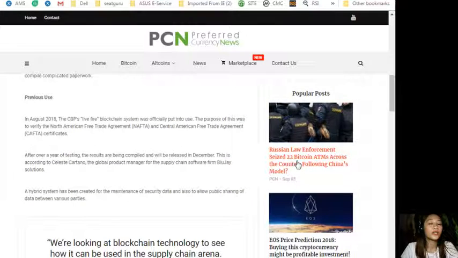Previous use. In August 2018, the CBP's Livefire blockchain system was officially put into use. The purpose of this was to verify the North American Free Trade Agreement, or NAFTA, and Central American Free Trade Agreement, or CAFTA, certificates. After over a year of testing, the results are being compiled and will be released in December. This is according to Celeste Cartano, the global product manager for the supply chain software firm Blue Jay Solutions.